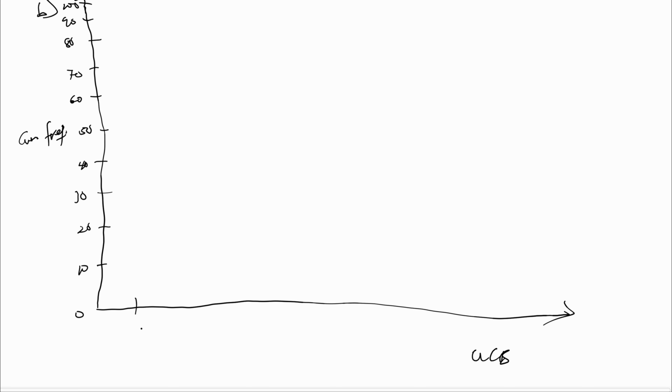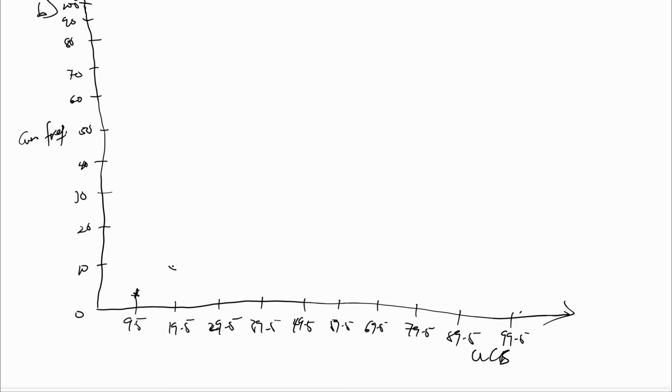Then we can use 10 centimeters to 2 units on the x-axis as well. So we start from 9.5, 19.5, 29.5, 39.5, 49.5, 59.5, 69.5, 79.5, 89.5, then 99.5. So we plot our points. When the upper class boundary is 9.5, our cumulative frequency is 2. So it will be somewhere here. For 19.5, our cumulative frequency is 9. It should be somewhere here.